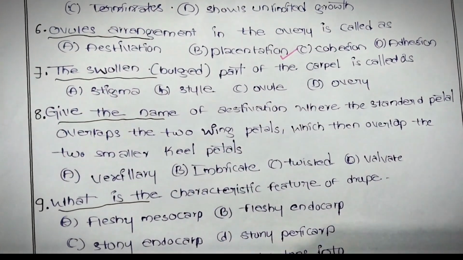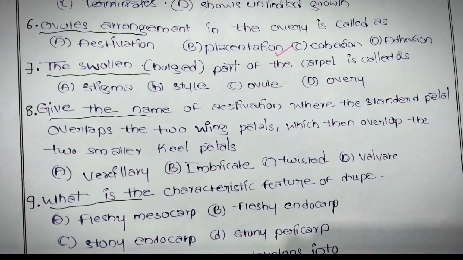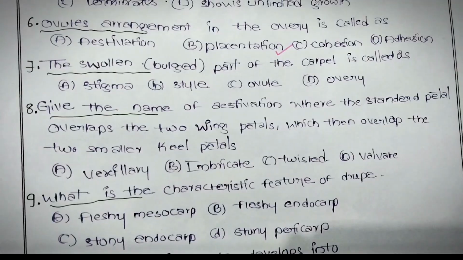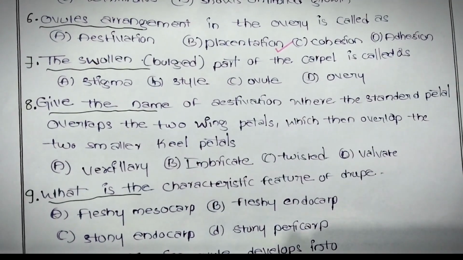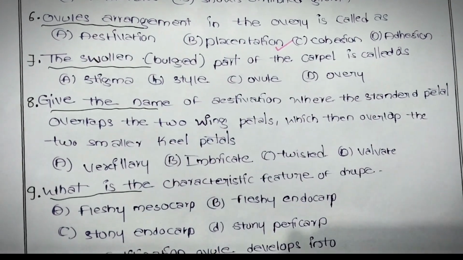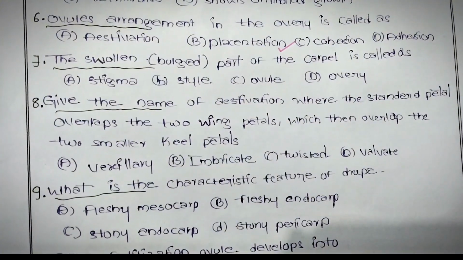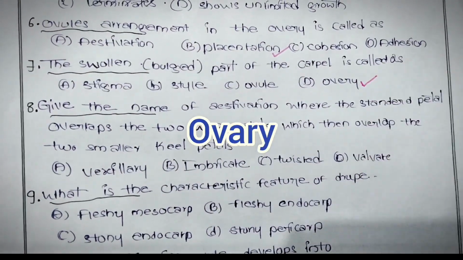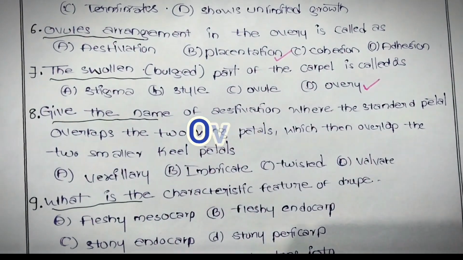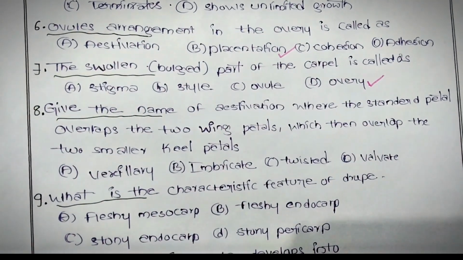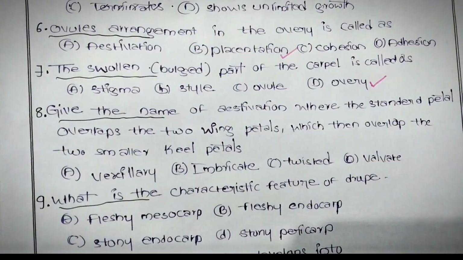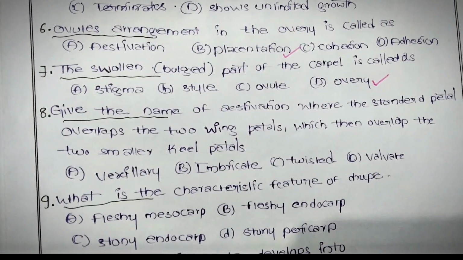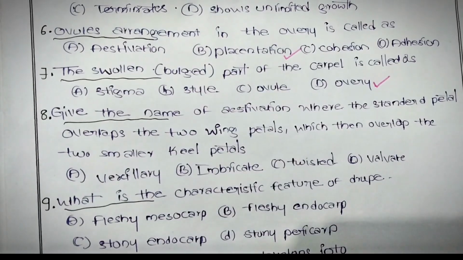The swollen or bulged part of the carpel is called as, options are stigma, style, ovary, ovule. For this, the correct answer is ovary. The carpel consists of three parts: stigma, style, ovary. The basal bulged part is nothing but ovary.